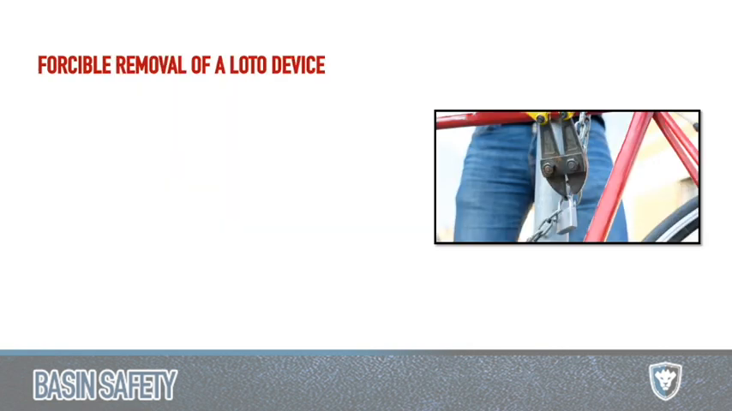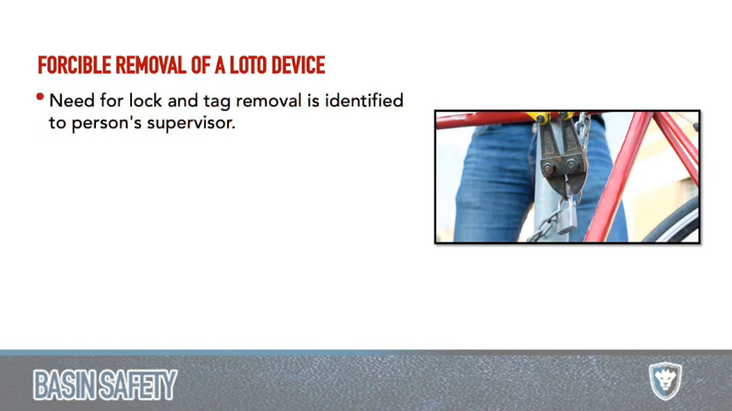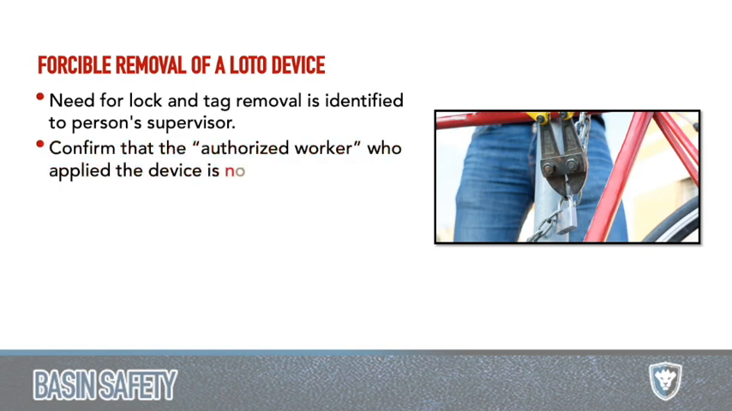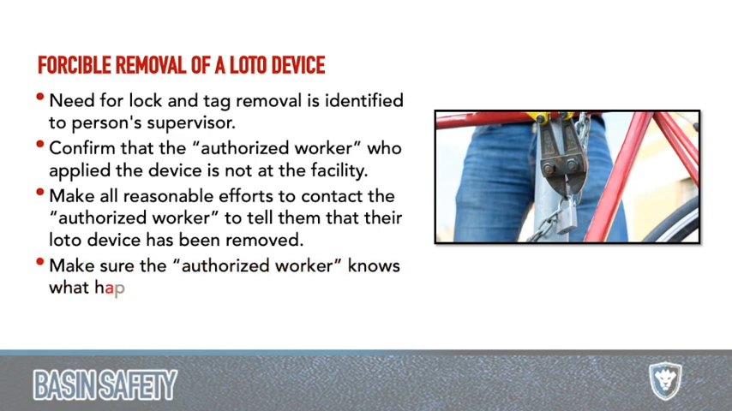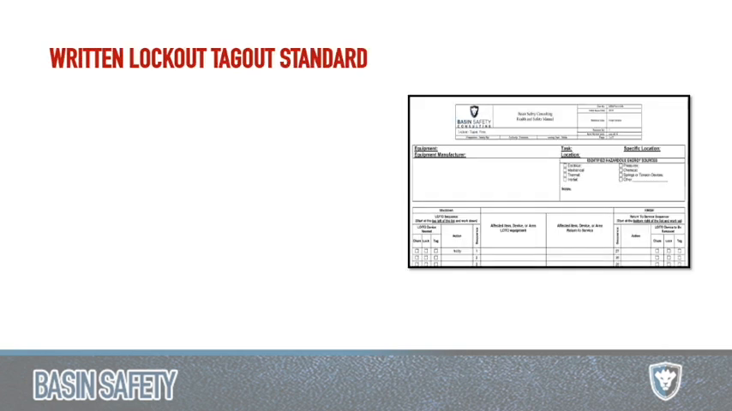So if a lock needs to be forcibly removed, for example, somebody went on days off or got sick, went to the hospital, that can be done. However, it needs to be done with documentation. So every effort to contact or get the person to remove their own lock should be done. And finally, after documentation and every effort's been performed, then you can remove the lock, and it has to be an authorized person that removes that lock.